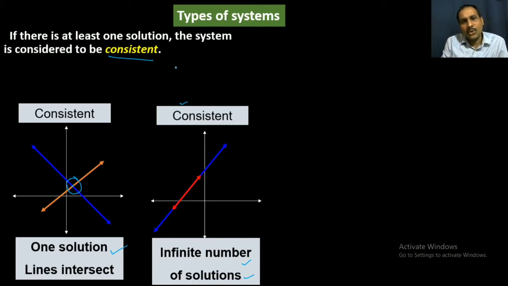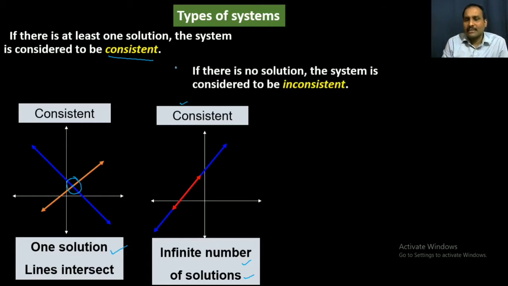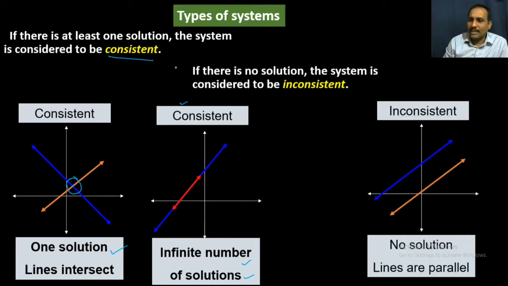Suppose there is no solution, then the system is called inconsistent. If you take this case, the two lines are parallel, they never meet each other, therefore there is no solution. So this type of system is called an inconsistent system. Do we have any shortcut to find whether the given system is consistent or inconsistent? Of course, yes. Let us see what that is.